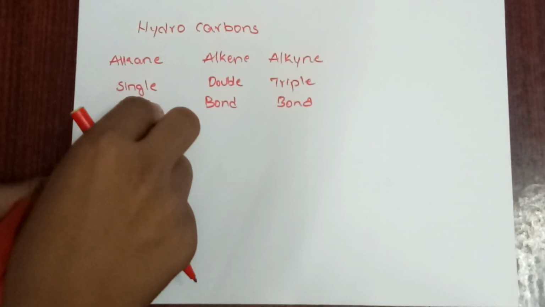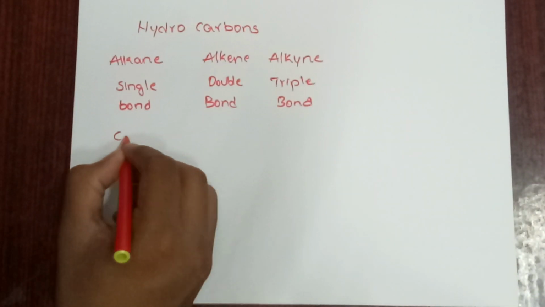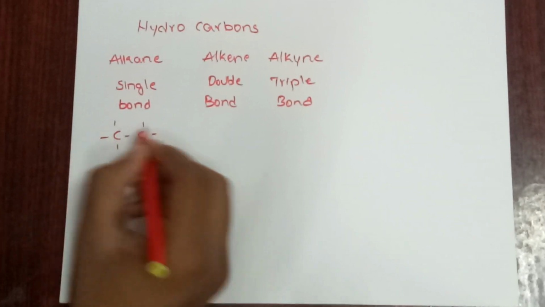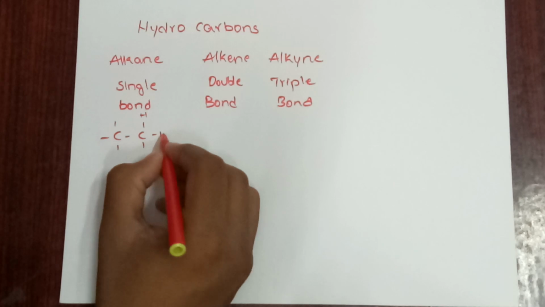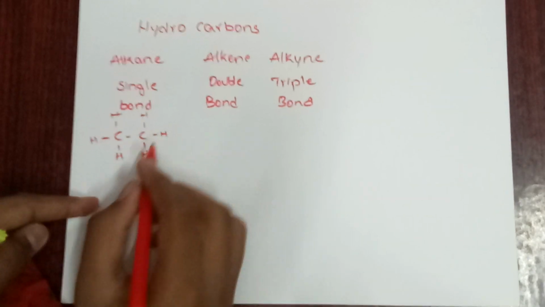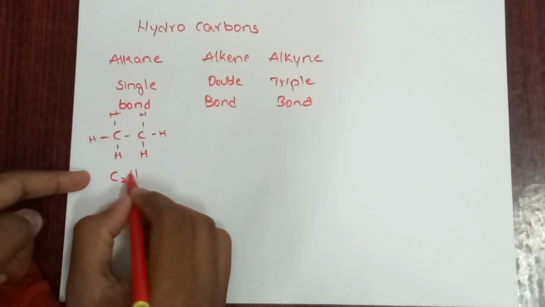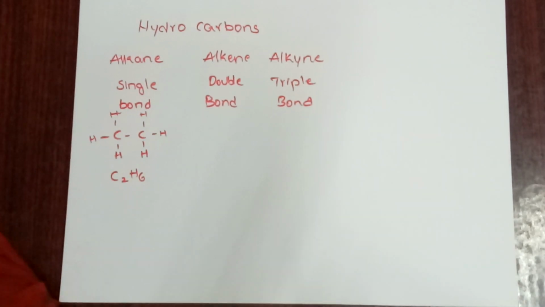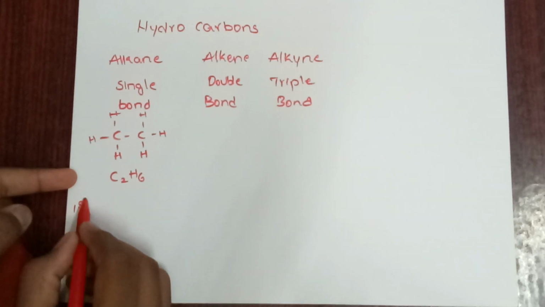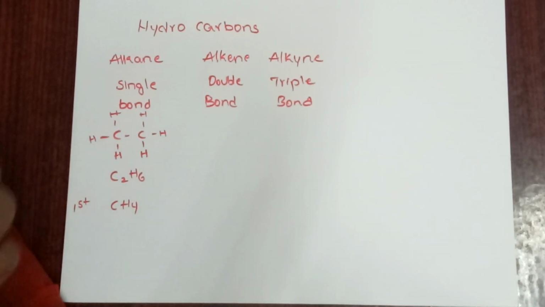For example, C2H6. It contains only 2 C's. Minimum it should contain 1 C because it should be a carbon compound. So we can take C, bonds and this is going to be H. First we should write the count of C. How many C's? 2. And the next count of H is H6. And the first alkane is CH4.